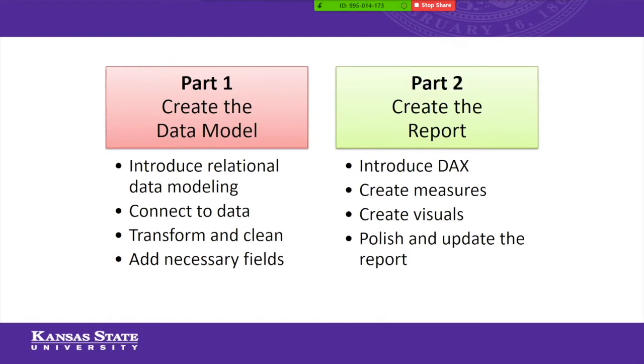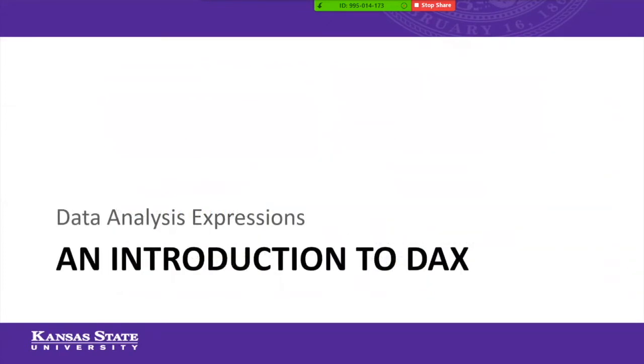Then we're going to use that to create some measures, and we'll use those to create some visuals, and then we'll talk about some formatting and updating options for your report. In the creating of a report, the first thing you'll want to think about is how will your stakeholders want or need to see your data, and that should be at the forefront of what decisions you make at this point. All right, so a brief introduction to DAX.